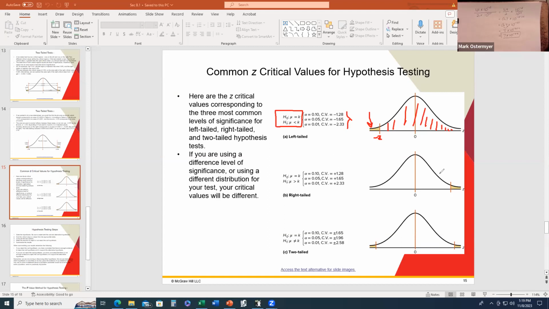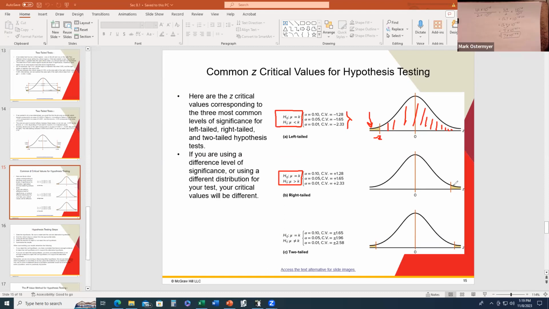Now, this would be an upper tail test. If your hypotheses look like this, it indicates that we're conducting an upper tail or right tail hypothesis test. If your null hypothesis says your population mean is equal to some value versus the alternative says your population mean is greater than that value, this is an upper tail test.